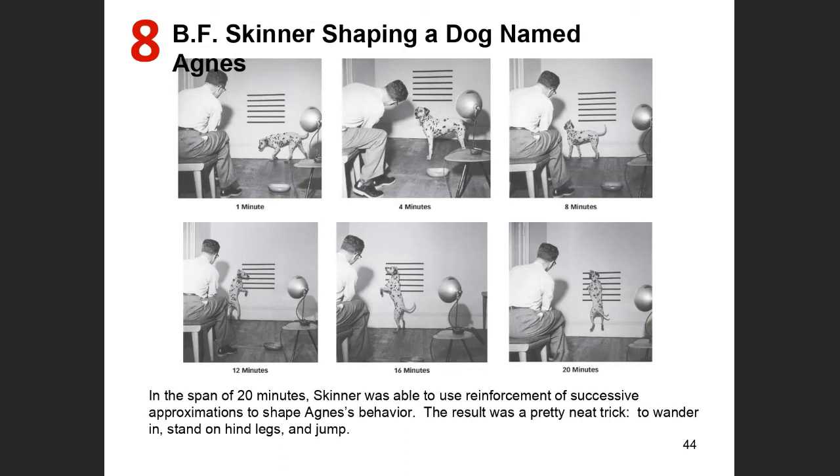So this is when he shaped a dog named Agnes to come in the room and jump at these horizontal bars that he had painted or taped on the wall. It took him about 20 minutes, but what he had to do was reinforce her for doing behaviors that looked like what he was trying to get. Okay, so that's operant conditioning.